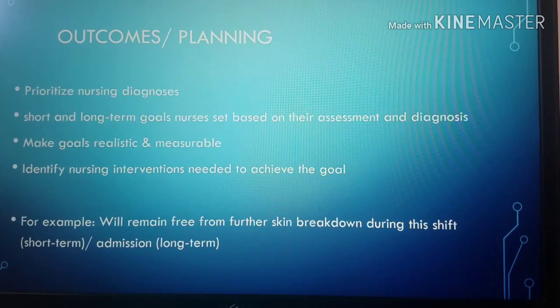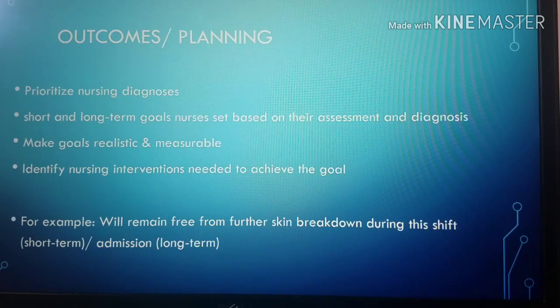Now, based on that, I want to establish some outcomes. Okay, I want to start planning for my patient. Remember, I told you some of your patients are going to have more than one nursing diagnosis. So you want to prioritize those nursing diagnoses. For the sake of this video, I wanted to make something simpler. So we're sticking with impaired skin integrity. And then you want to start to establish some short and long-term goals.